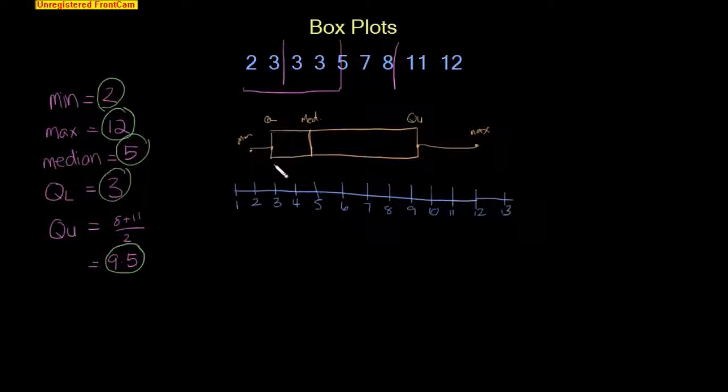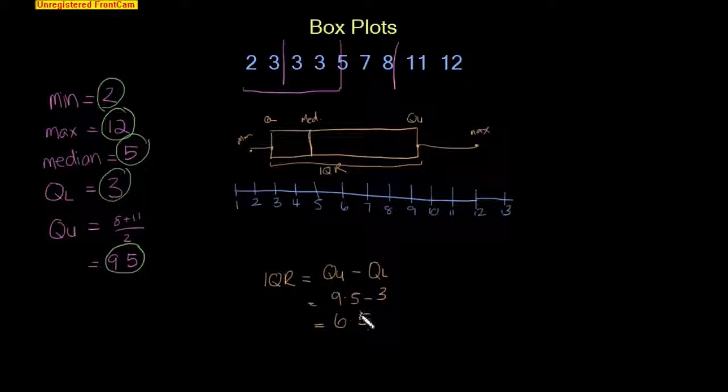This box also represents, if you're ever asked to work it out, the interquartile range. The interquartile range is equal to the upper quartile minus the lower quartile. So it'd be 9.5 minus 3, which equals 6.5. So if you're ever asked to calculate the interquartile range, you just subtract the lower quartile value from the upper, and you get the interquartile range. This is the range in which 50% of the values in our data set lie.